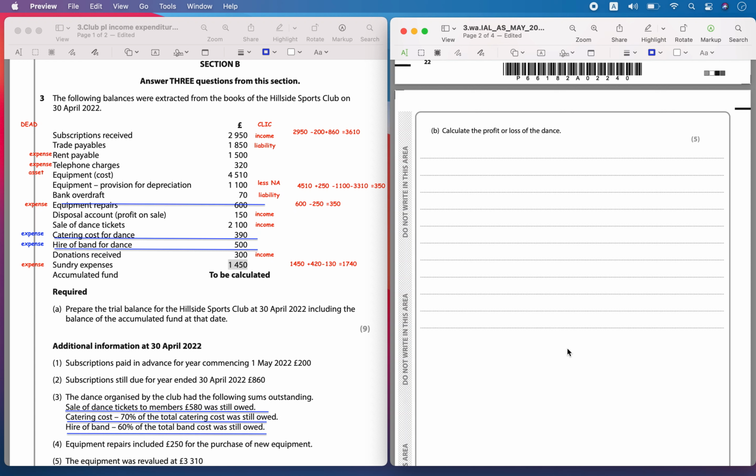Hello, today we are going to solve May 2022 paper question number 3 part B. Calculate the profit or loss of the dance.